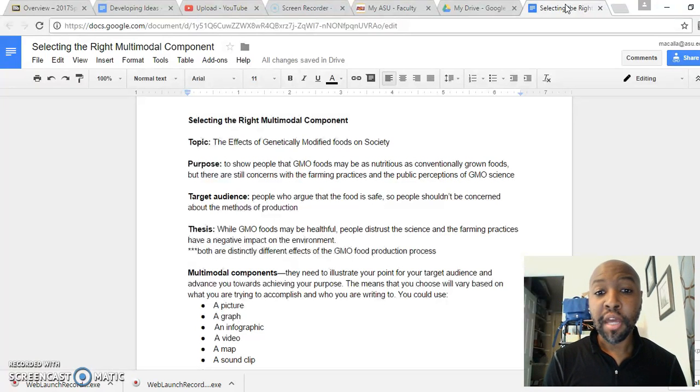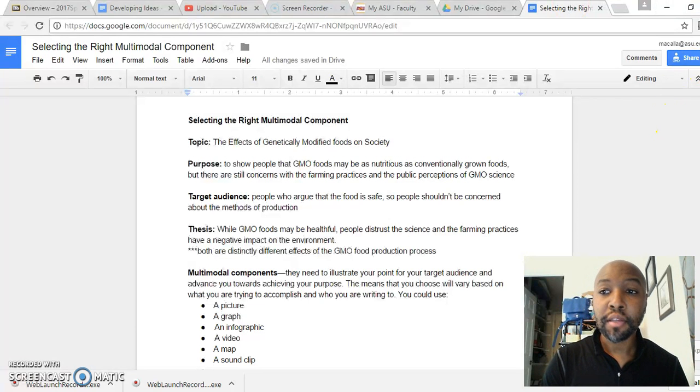While GMO foods may be healthful, people distrust the science, and the farming practices have a negative impact on the environment. Both of these are distinctly different effects, so I know I'm going to be okay with this paper, as long as I develop each of these ideas in the body and specific containers. So you can watch the Developing Ideas video for more on that. But think about the multimodal component.